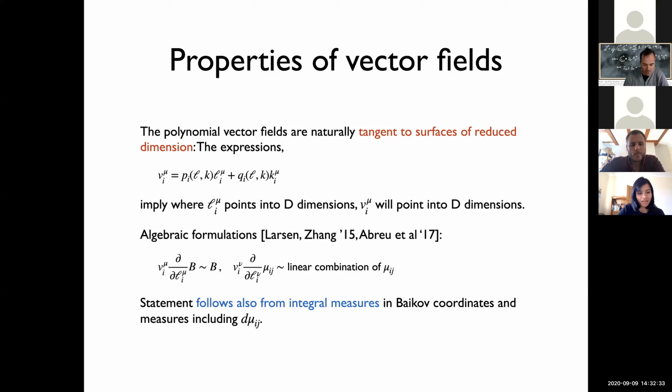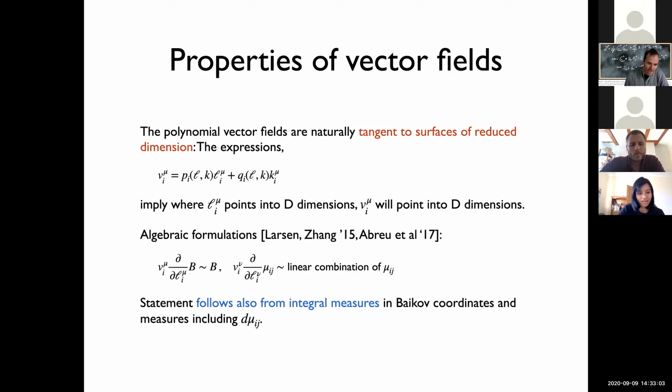So if you go to a place where the loop momentum points, let's say, in 5 dimensions, then the vector field will also point in 5 dimensions. If you go to a place where the loop momentum is 4-dimensional, then the vector field will point into 4 dimensions. So this means that the vector fields themselves are actually tangent vectors to the surfaces defined by the minors of the graph matrices. And in formulas, you see this below.